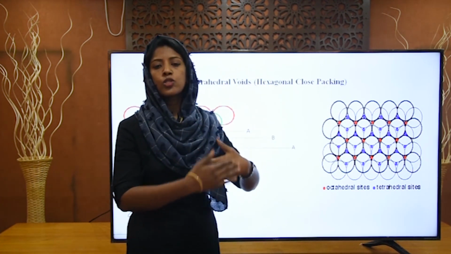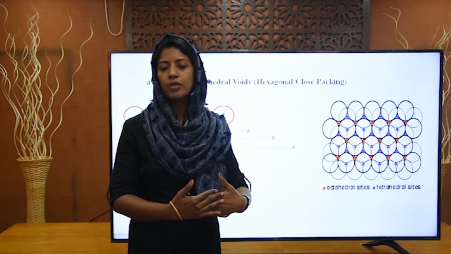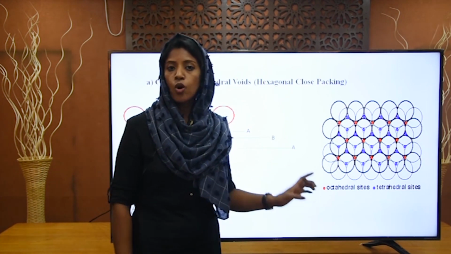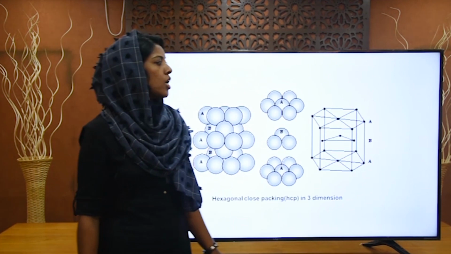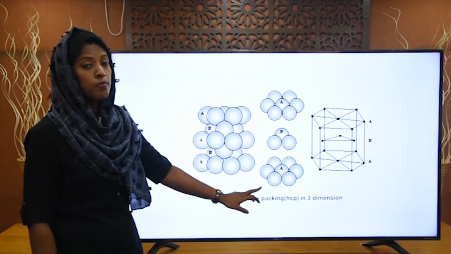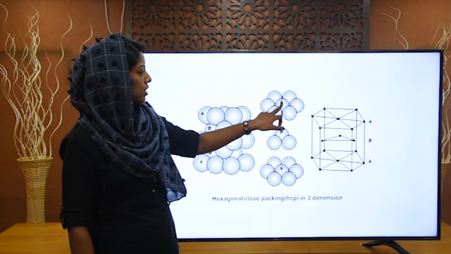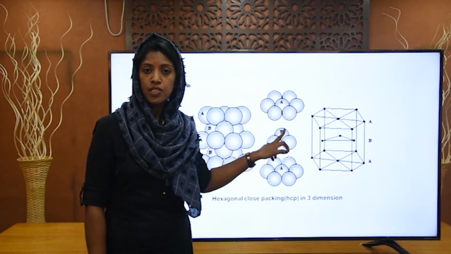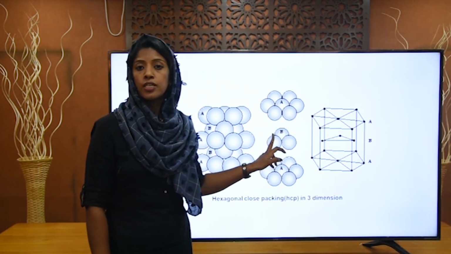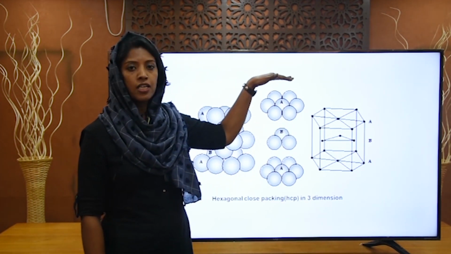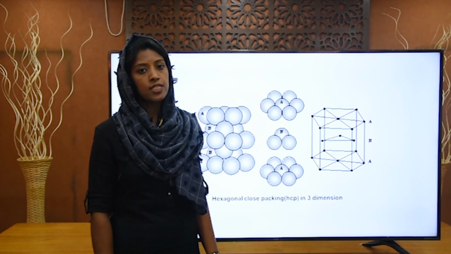Again, down also we have another layer, so that sphere will be connected with 3 other spheres in the bottom layer. So the total coordination number for hexagonal close packing is 12. Now, this is the three-dimensional close packing structure of HCP. Here it is clear that this sphere is connected with 6 spheres in its own layer, 3 spheres from the layer above, and 3 from the layer below, and this will keep repeating. So the total coordination number is 12.